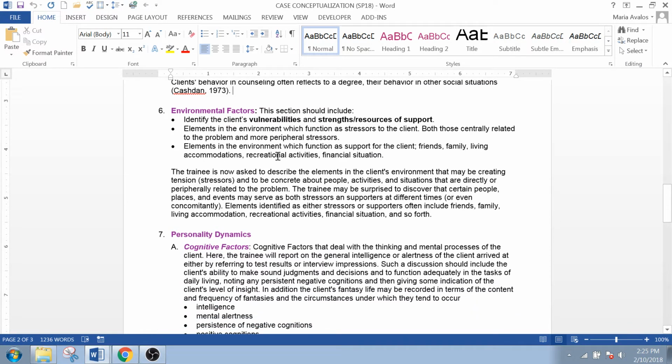What are the environmental factors? What are some of the factors in the world that may be affecting the client, including identifying the client's vulnerabilities and strengths, resources of support? Is this someone who's living way in New York, their family is from Texas, they have no support system available to them? You're it. And are there other vulnerabilities?